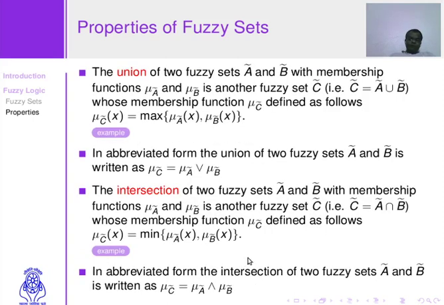So in a different mathematical notation, the intersection operation is represented like this. The mathematical equation given here is the same as, and is representing the same thing as, this equation. This is the conventional notation, and this is a different notation which is specially used for fuzzy sets.